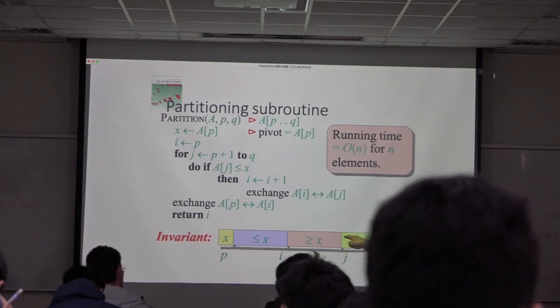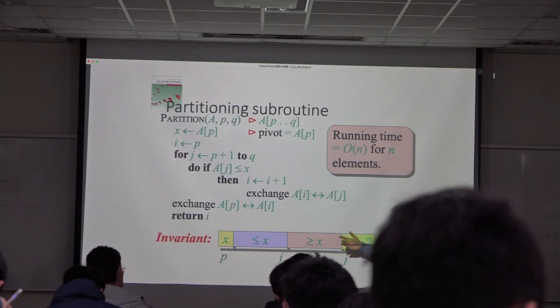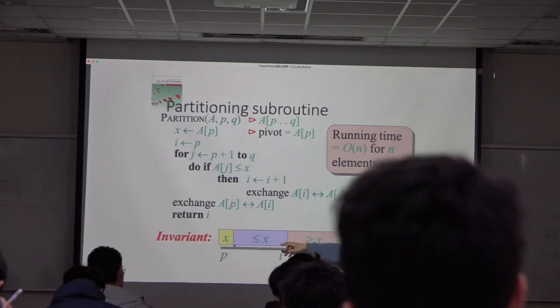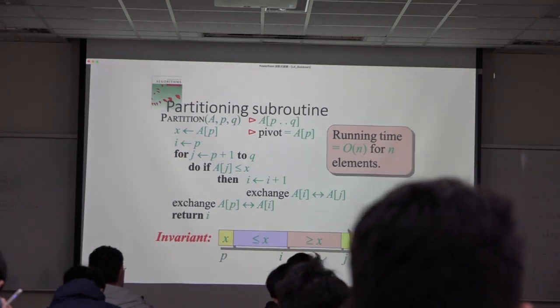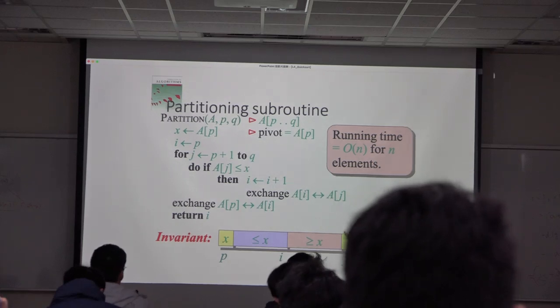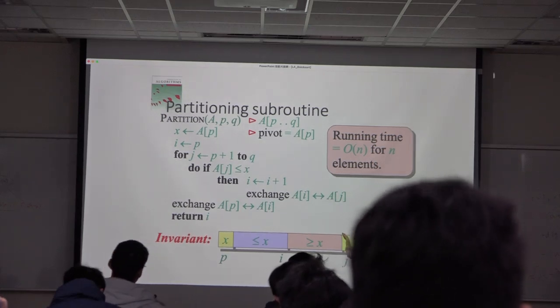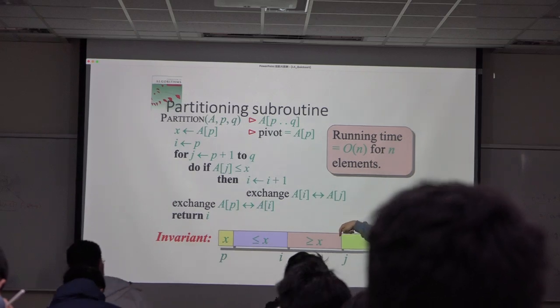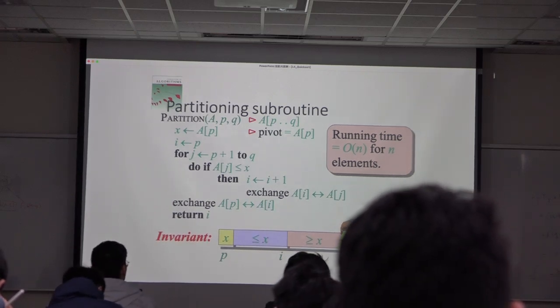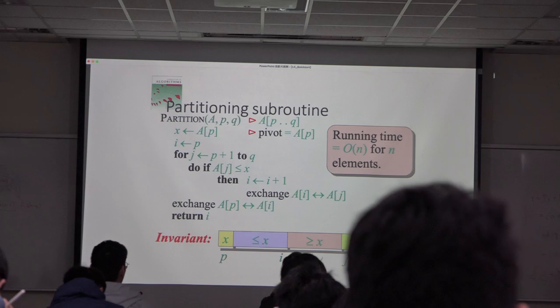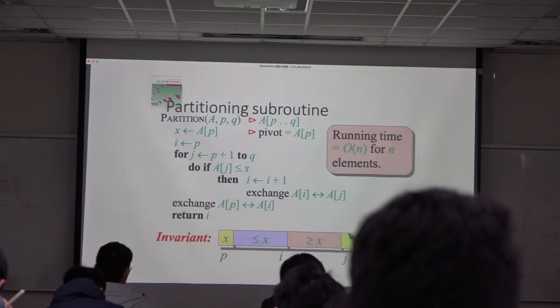I was talking about what we do when A[J] is smaller than X. But what if A[J] is greater than X? Nothing needs to be done. We just keep growing the pink block, the part greater than X, because if the element is greater than X, we simply continue. Okay, let's have a look at the example.